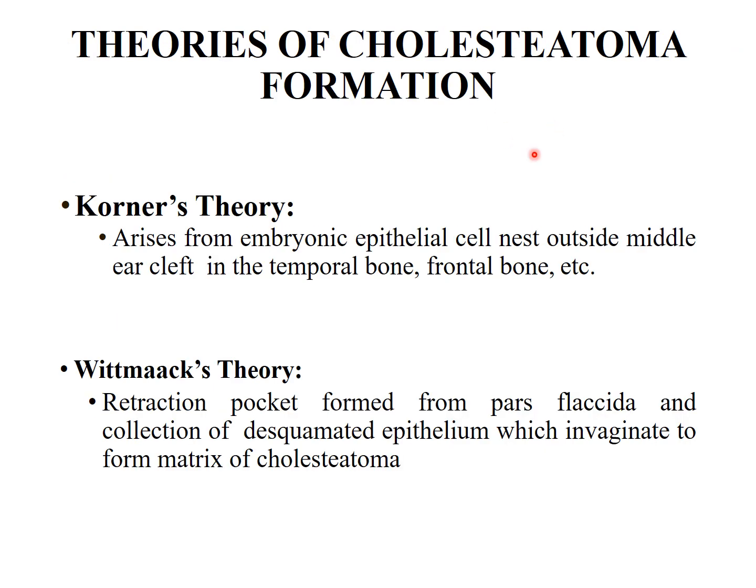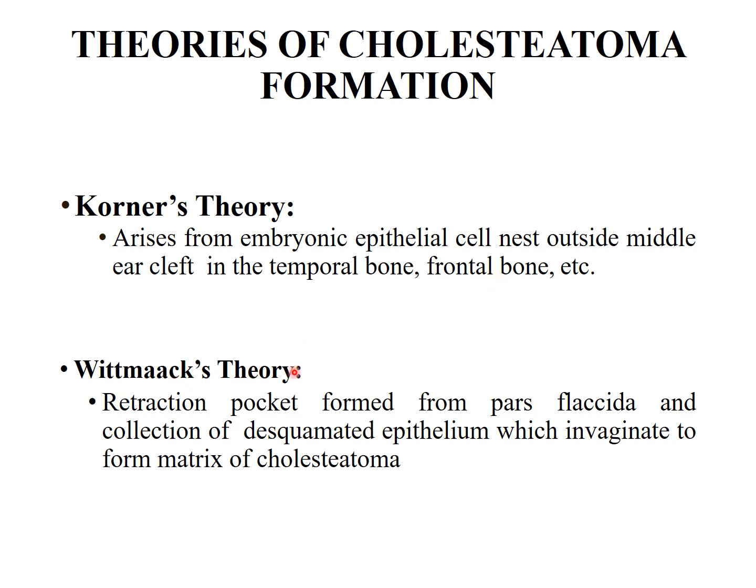The exact formation of cholesteatoma is not known, but there are different theories. So, number one is the Cornier's theory. This is basically the presence of the congenital rest cells. It arises from the embryonic epithelial cell nest outside the middle ear cleft in the temporal bone or the frontal bone or other surrounding bony structures.